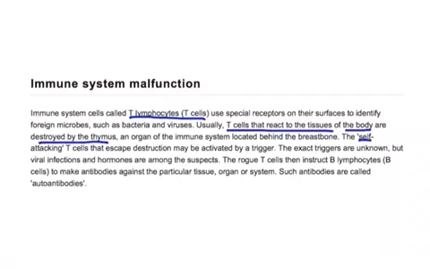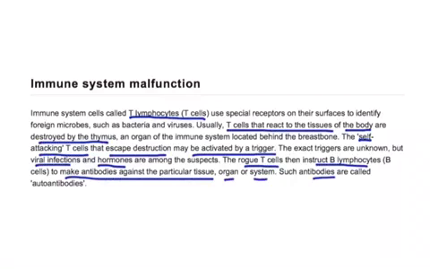However, self-attacking T cells that escape destruction could be activated by some kind of trigger. As I said, it could be something genetic, it could be something in the environment, it could be an infection, it could be hormones that trigger these self-attacking T cells. These rogue T cells then instruct B cells to make antibodies against the particular tissue or organ or system, and these antibodies are called autoantibodies. And it's these antibodies that then go in and target various tissues or an organ in the body, which can lead to their destruction by phagocytes.